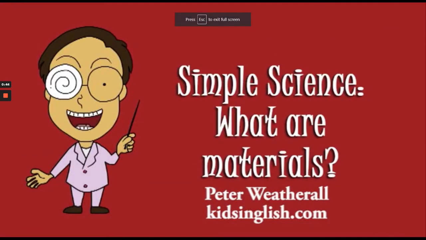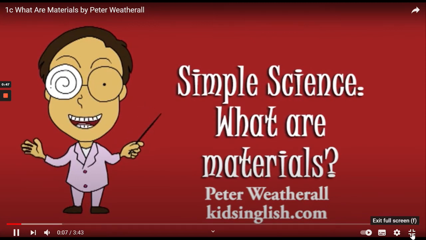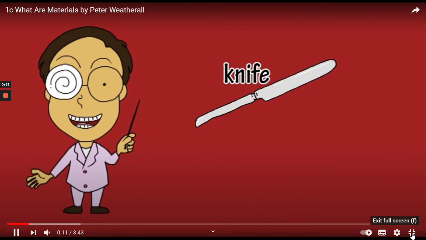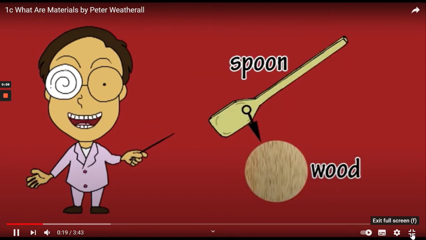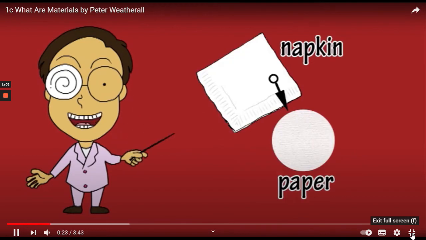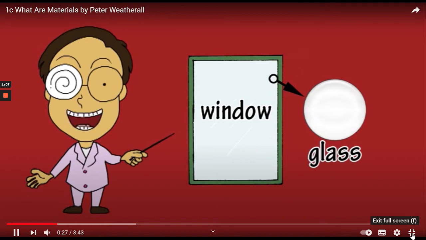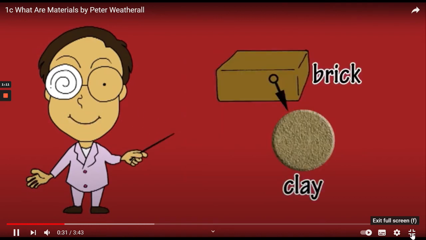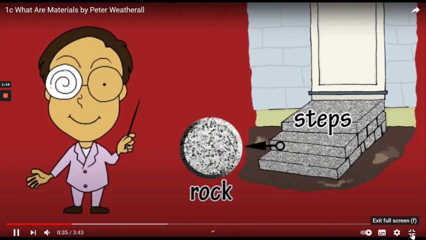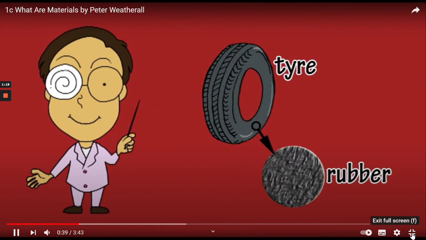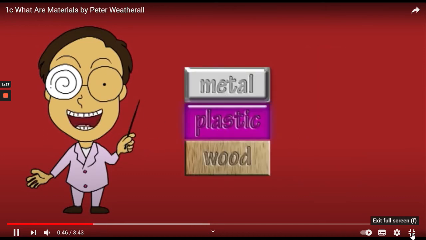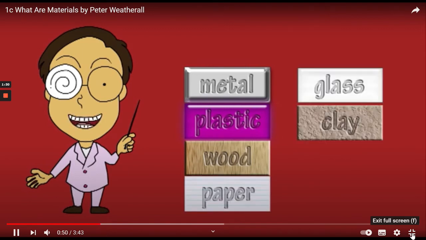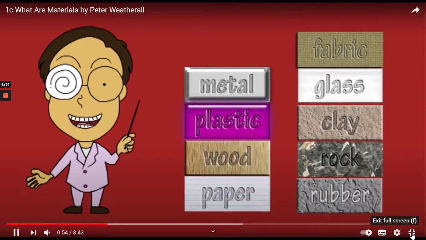Simple science. What are materials? Everything around us is made of materials. For example, this knife is made of metal. This ruler is made of plastic. This spoon is made of wood. This napkin is made of paper. This window is made of glass. This brick is made of clay. These steps are made of rock. This tire is made of rubber. And this towel is made of fabric. Metal, plastic, wood, paper, glass, clay, rock, rubber, and fabric are some of the common materials everyday objects around us are made of.